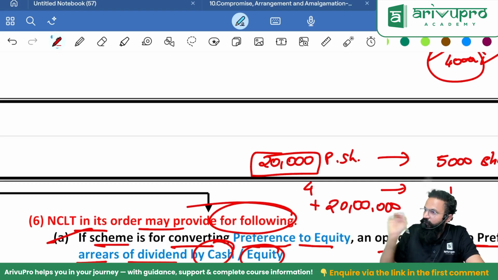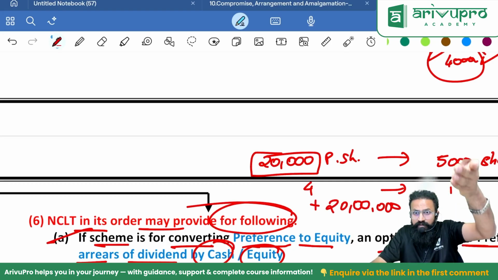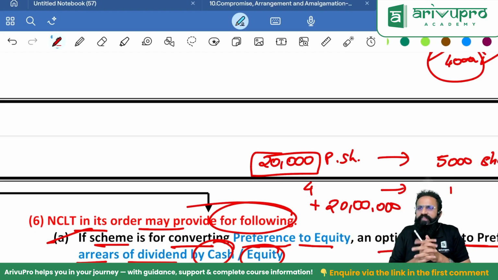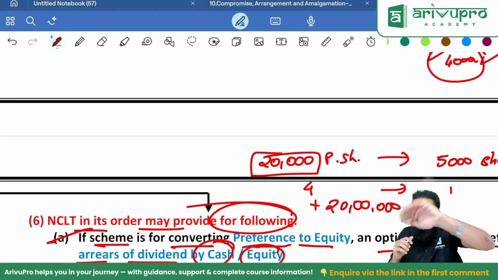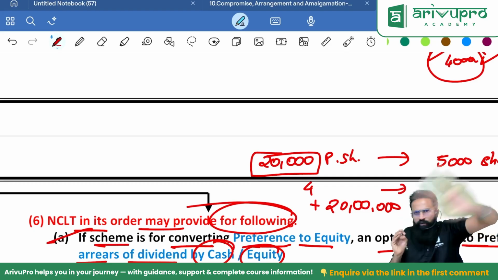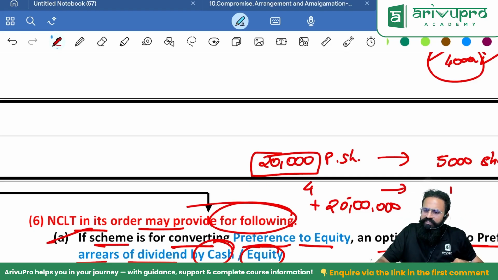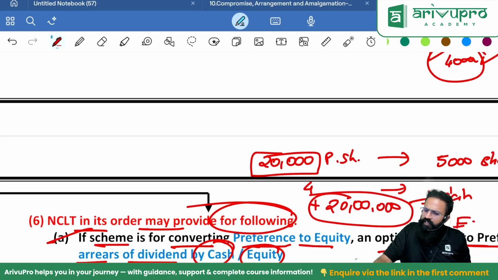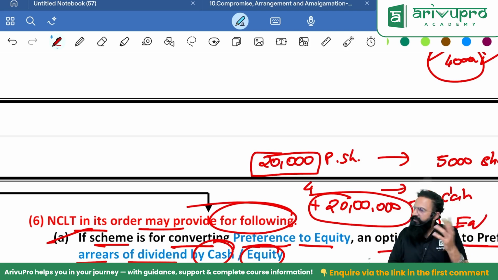This is clear? Now, when the complete scheme is for converting preference into equity, they're telling you that you can go with the scheme, with the approvals and the 3/4 majority, as it is. But for the dividend part, an option should be given to the preference shareholders whether they would like to receive it in cash or they want this also in equity. It's absolutely their discretion. If they say they want cash, you need to pay cash. If they say it's okay to convert that into equity, you can convert that into equity. Clear?